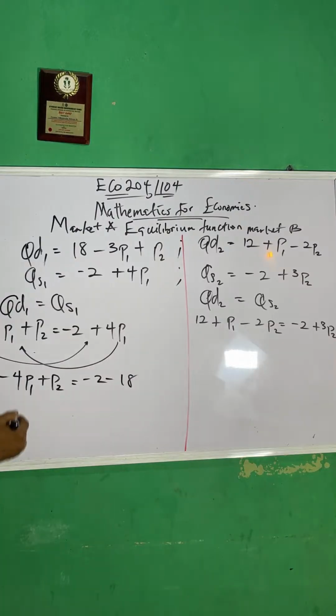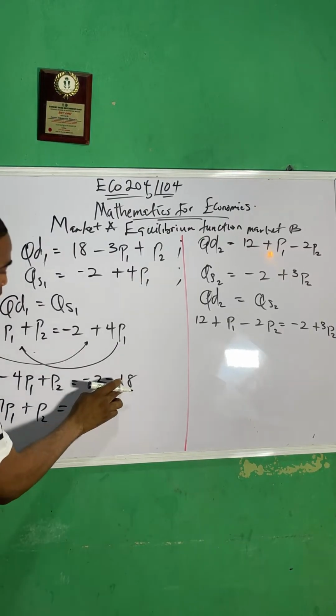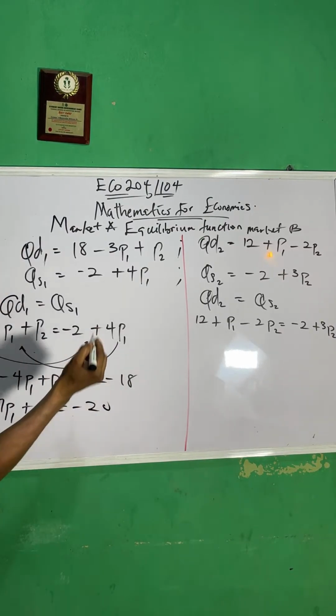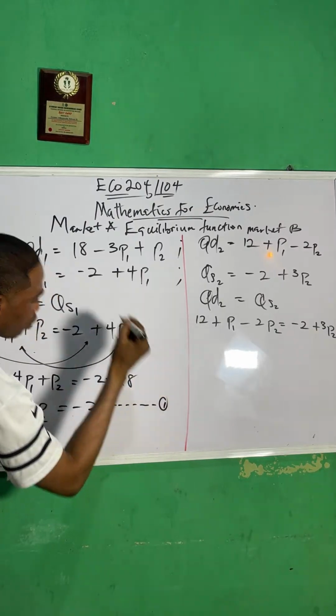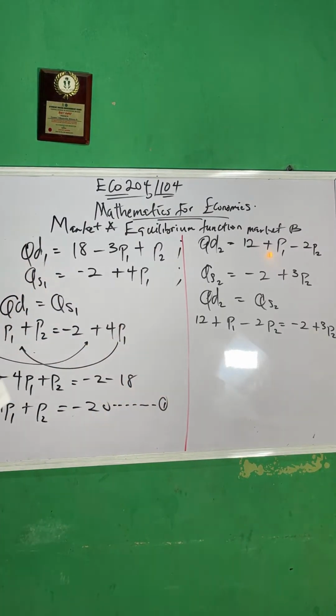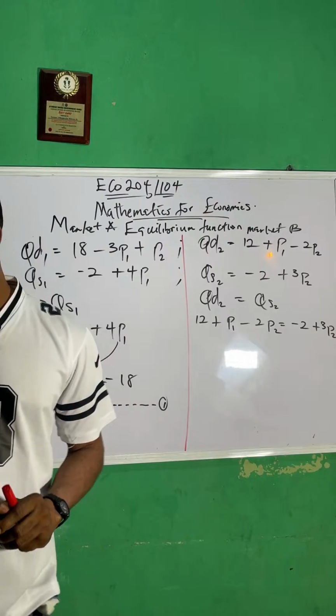If you have any question, you can ask me. So what will happen to this? -3p1 - 4p1, here I'm going to have -7p1. So -7p1 + p2 equals -2 - 18, which will give me -20. So this is what I'm having here, -20. This one is going to be my equation 1.